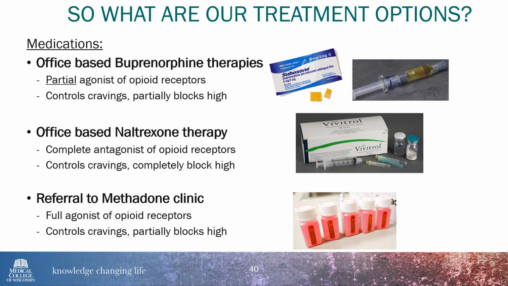There's office-based naltrexone therapy, which is a complete antagonist of the opioid receptor, meaning it blocks the effect of any opioids and also controls cravings. And then methadone, which has to be administered in a federally recognized clinic that is highly regulated, is a full agonist at the opioid receptors, which again can block cravings and can blunt the high of other opioids that are administered with it.